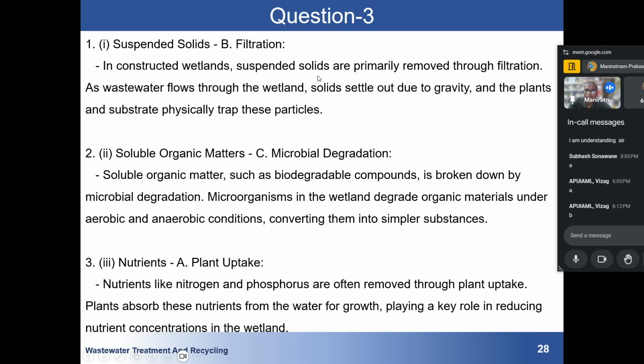In constructed wetlands, suspended solids are primarily removed through sedimentation as wastewater flows through the wetland. Suspended solids settle out due to gravity, and the plants physically trap these particles. Soluble organic matter, such as biodegradable compounds, is broken down by microbial degradation. Microorganisms in the wetland degrade organic matter under aerobic and anaerobic conditions, converting it into simpler substances. Then we have plant uptake.